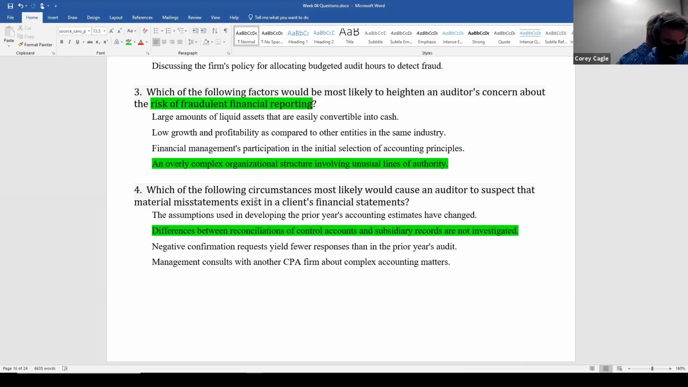C, financial management's participation in the initial selection of accounting principles. They do that. That's normal. There's nothing wrong with that one. But the problem would be an overly complex organizational structure involving unusual lines of authority. You got this crazy complex organization you're trying to audit, and it creates a lot of opportunities for things to get lost in the mix, right? Think Enron and how crazy everything in that organization was, and how difficult it was to make sense out of all the crazy mess they had going on.